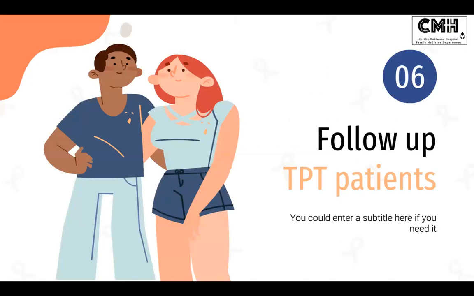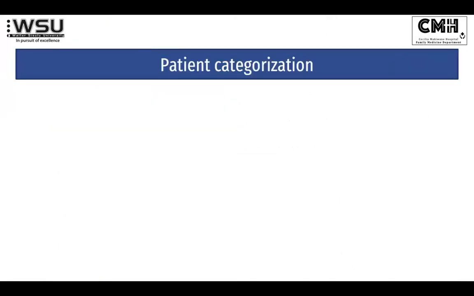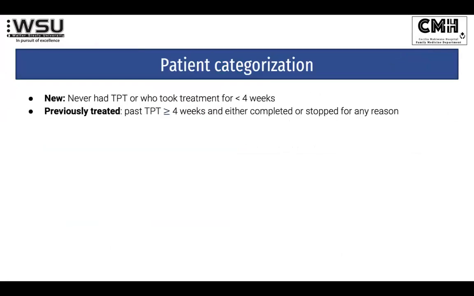So just a little bit on the monitoring of our TPT patients. I'm going to go through this quite quickly. This is the boring academic stuff. So our categorization: a new TPT patient is somebody who's taken treatment for less than 4 weeks. So maybe you started the TPT and they defaulted, they're still new. But anybody who's had TPT for more than 4 weeks in the past will be considered a previously treated patient.